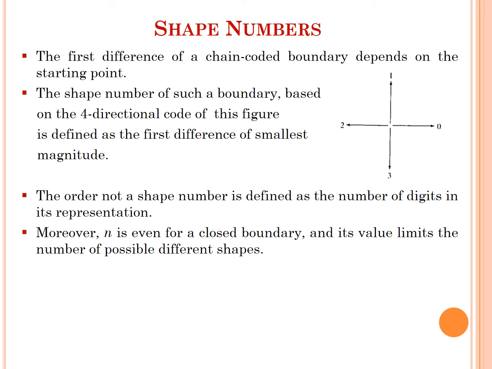Now, the shape numbers. The first difference of a chain-coded boundary depends on the starting point. The shape number of such a boundary, based on the 4-directional code of this figure, is defined as the first difference of smallest magnitude. The order n of a shape number is defined as the number of digits in its representation. Moreover, n is even for a closed boundary, and its value limits the number of possible different shapes.